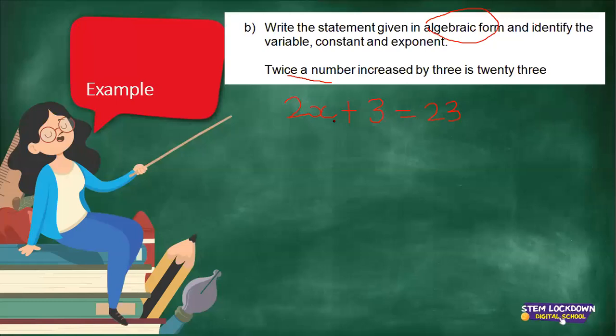So I was saying 2x, 2a, 2y, that's the same thing. Now identify the variable, right? The variable in this case, we should know that the variable in this case is the x, right? The constant in this case is +3, right? It's +3, right? And we could also say the constant is 23, right?